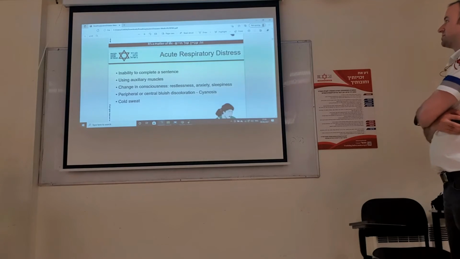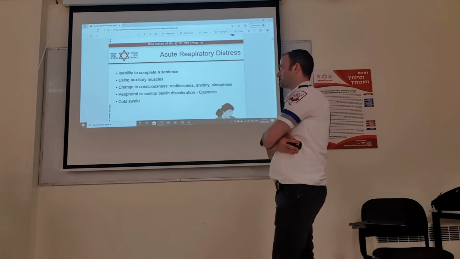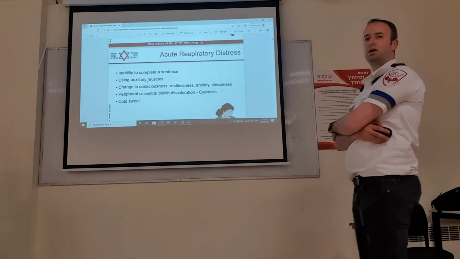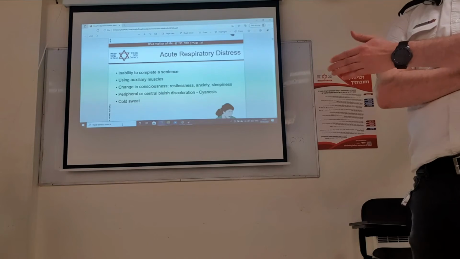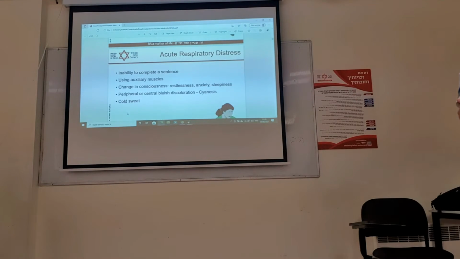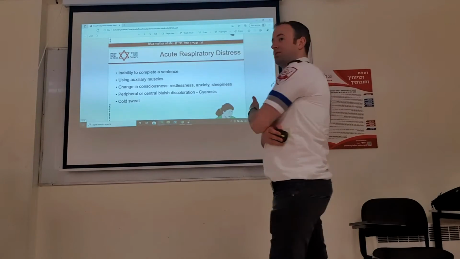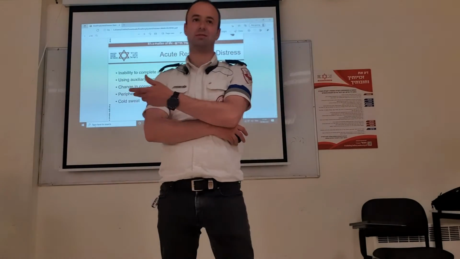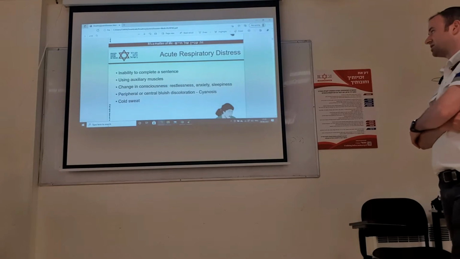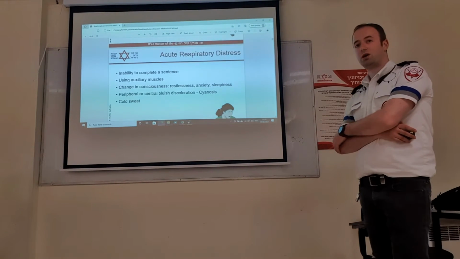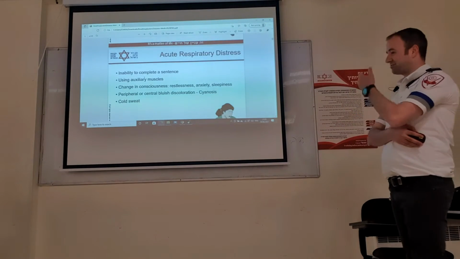Acute respiratory distress symptoms: inability to complete a sentence, using auxiliary muscles. Tell them, can you please count to 10 for me? And you want to see at which number they need to take a breath. Someone healthy can say 1, 2, 3, 4, 5, 6, 7. They should be able to count to 6 before they take a breath. If they say 1, 2, then they can't complete a sentence.